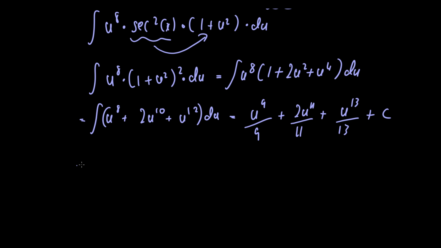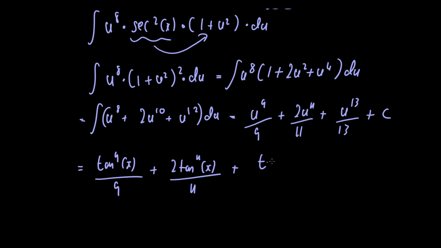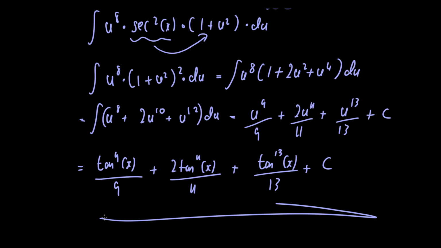If we just go ahead and substitute back in tangent of x for u, we're left with tangent of x raised to the 9th power divided by 9 plus 2 times tangent of x raised to the 11th power divided by 11 plus tangent of x raised to the 13th power divided by 13 plus c. And that is the final answer to this problem.